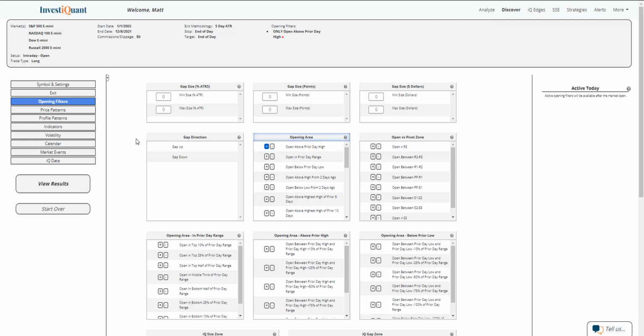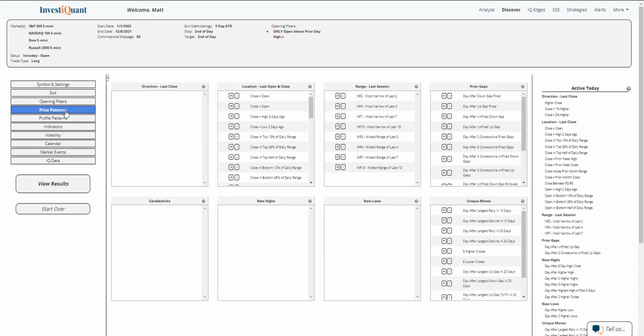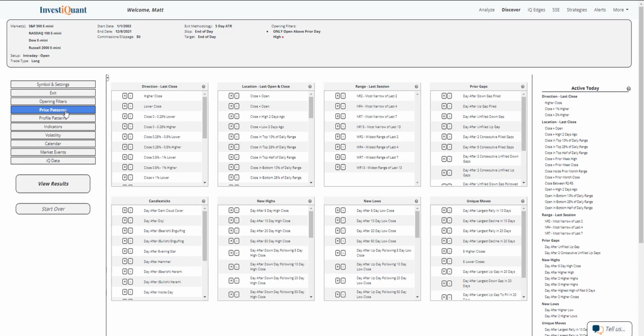All right, next, I'm going to describe that P profile by saying that the open was in the bottom portion of the intraday range. And I'm going to do that by going just to the active today section. And I'm going to say that the open was in the bottom 25% of the daily range. So the open was somewhere around the low of the session.